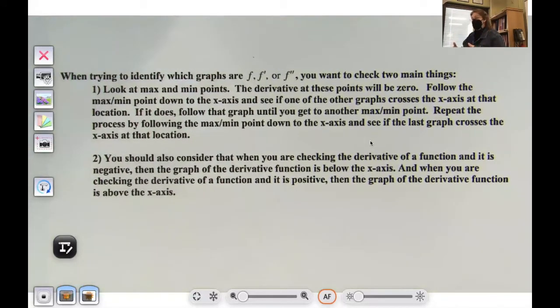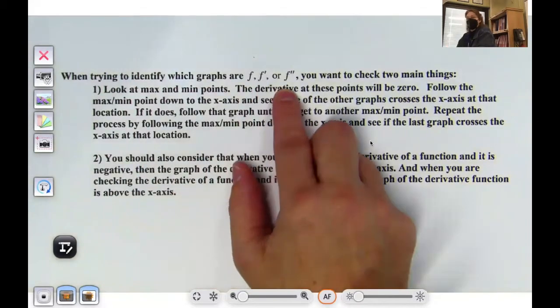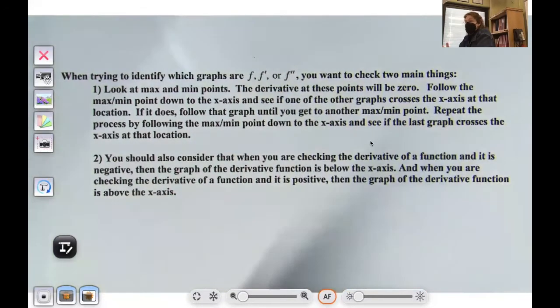All right, so we're going to read them. We're going to go through it. Then we're going to attempt to apply them. When trying to identify graphs of f, f prime, f double prime, I could even go up to f triple prime, you want to check 2 main things.